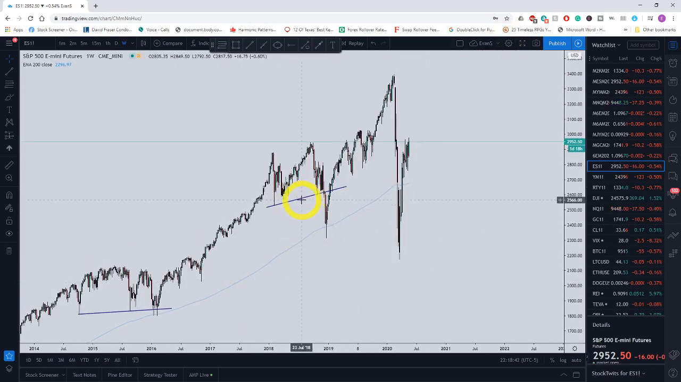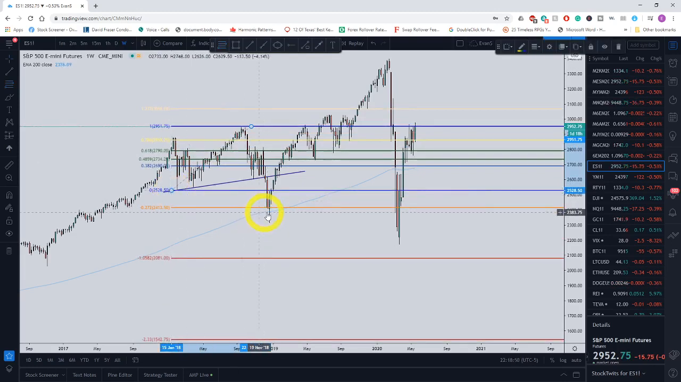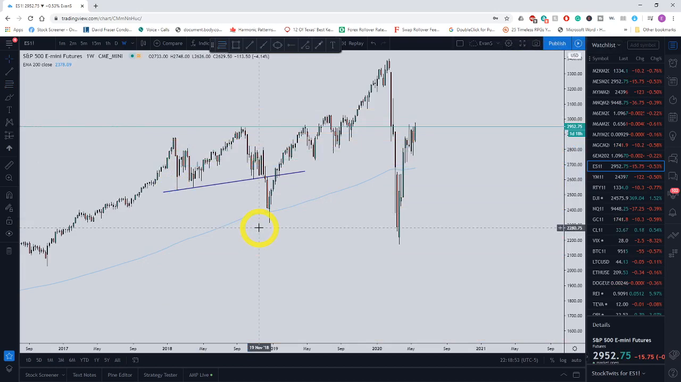Here you have one right here. Now this one did come down and complete the target for it right here, but didn't create that huge sell-off. It came down and hit the 1.272 level, and also had a 200 EMA right there as well.